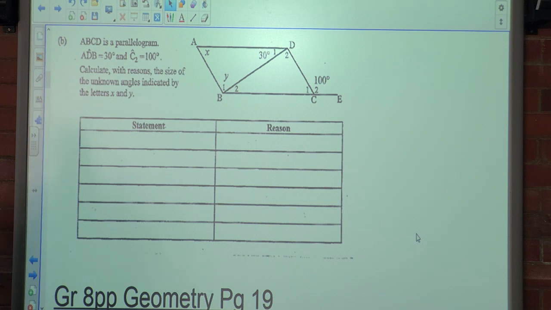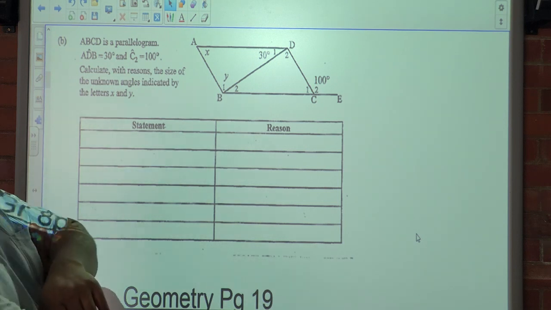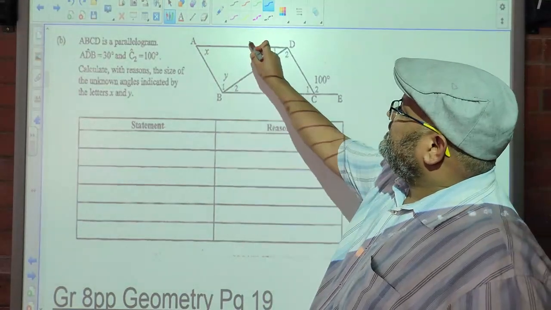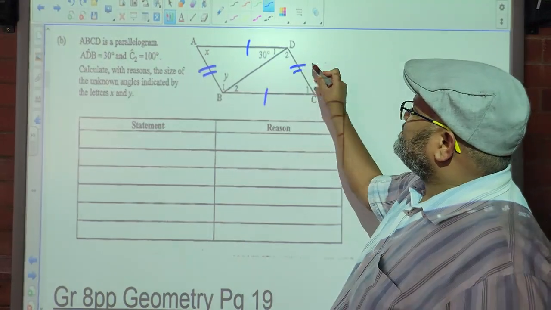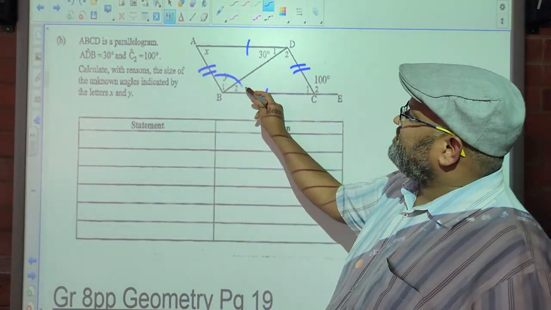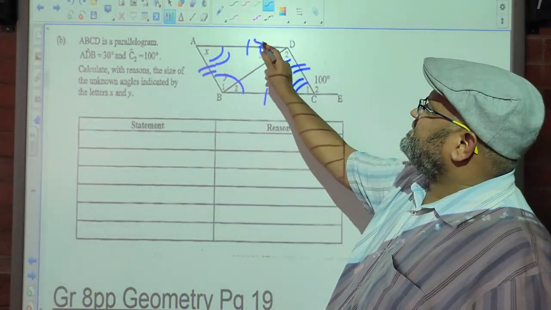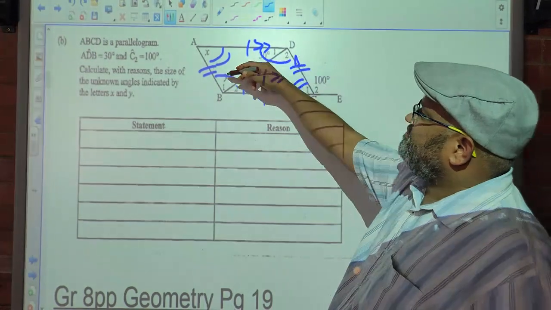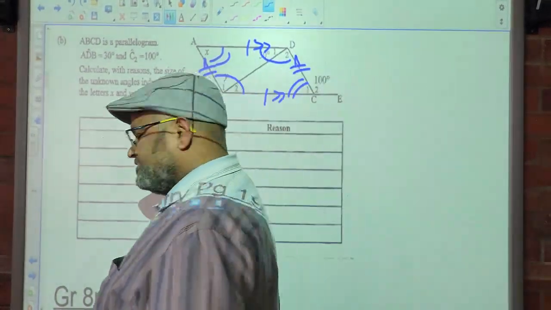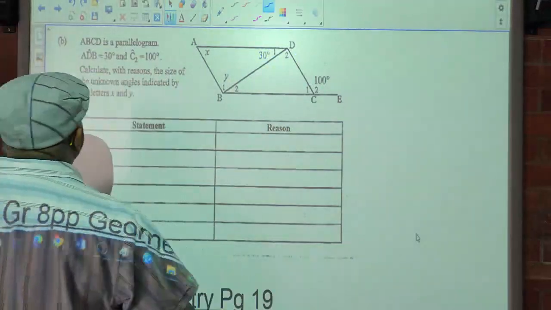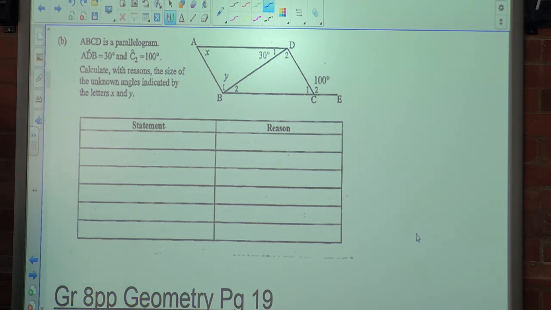ABCD is a parallelogram. So if ABCD is a parallelogram, what do we know? We know many things. Those lengths are equal. Two pairs of opposite sides are equal. Two pairs of opposite angles are equal. Two pairs of opposite sides are parallel. So all those things should come to mind. You were told that angle ADB is 30 degrees, C2 is 100. Calculate with reason the size of the other angles indicated by X and Y.